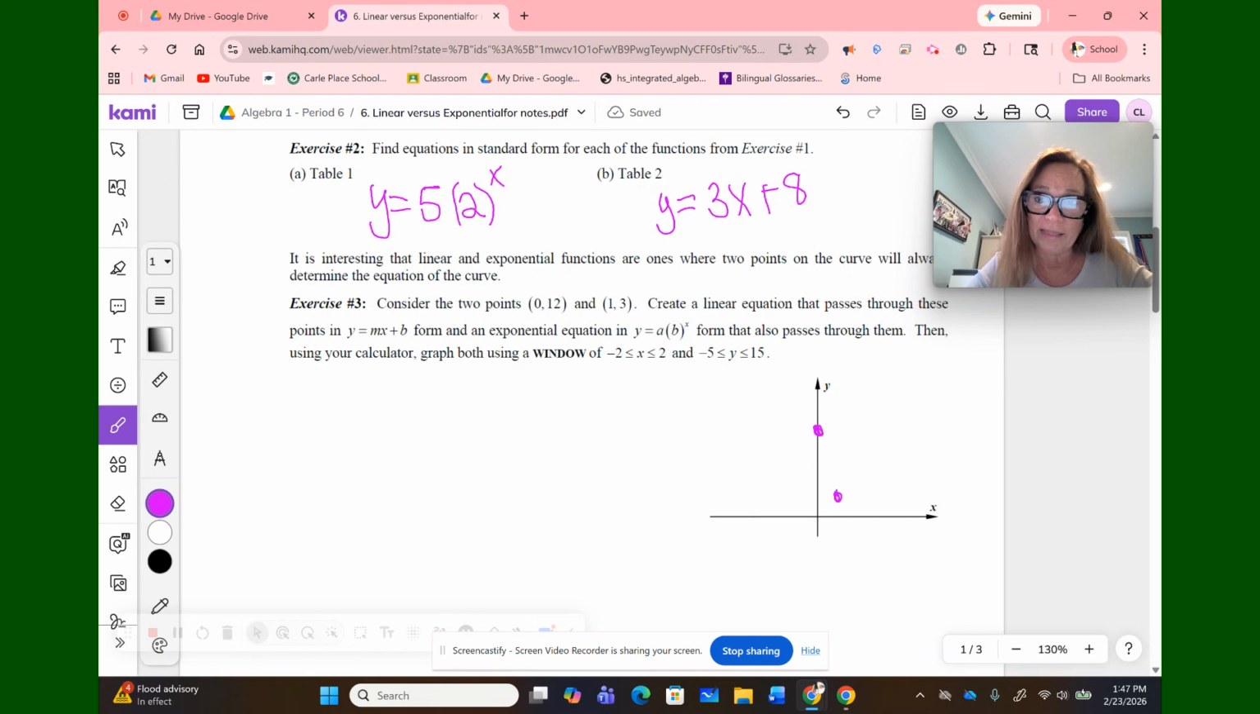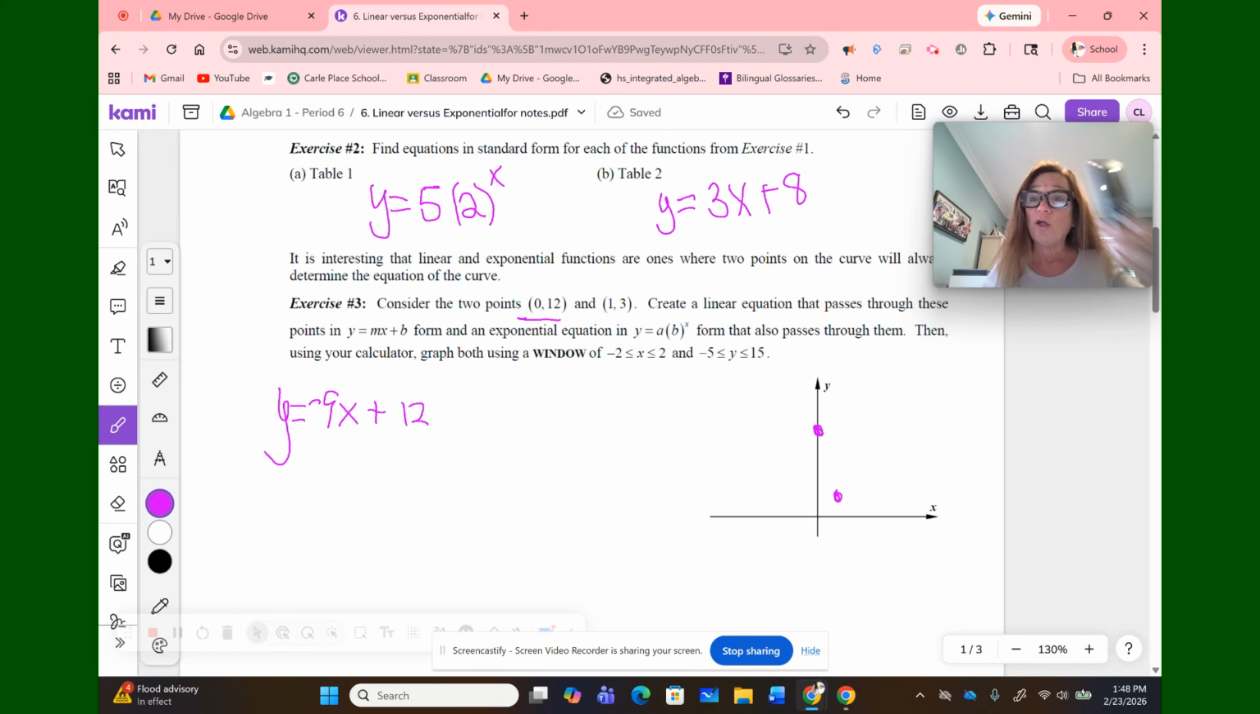Can I create a linear equation that passes through those? Well, yeah, I can, because I have the y-intercept. So y equals something x plus 12. So remember, 0 is always the y-intercept. And now I just need to figure out what the slope is. So it went from 12 to 3, so that's a slope of -9.